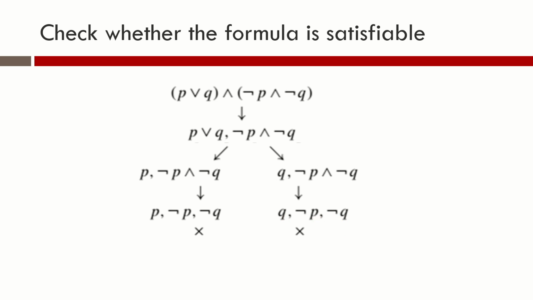And since both the leaves are closed, this particular formula is unsatisfiable. If any one of the leaves was open, we could say that this is satisfiable. Since both are marked closed, the formula (P or Q) and (negation P and negation Q) is an unsatisfiable formula.